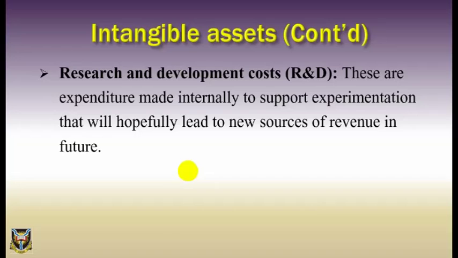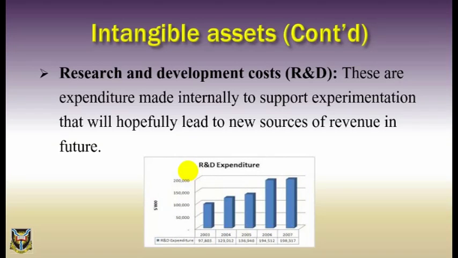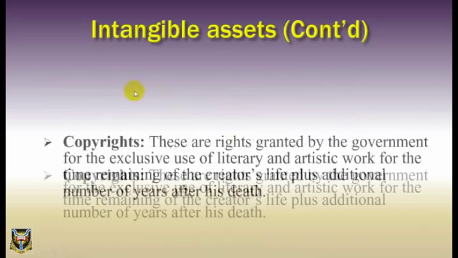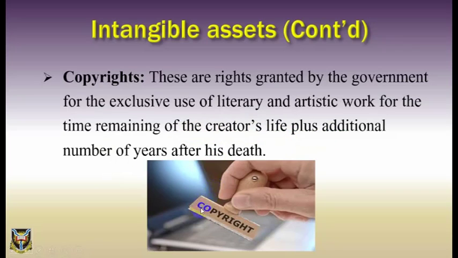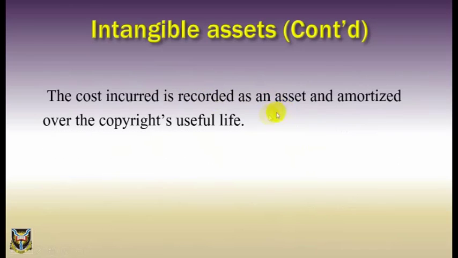Research and development costs, R&D. These are expenditures made internally to support experimentation that will hopefully lead to new sources of revenue in future. Copyrights. These are rights granted by the government for the exclusive use of literary and artistic work for the time remaining of the creator's life plus an additional number of years after his death. The cost incurred is recorded as an asset and amortized over the copyright's useful life.